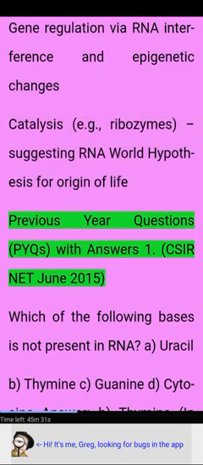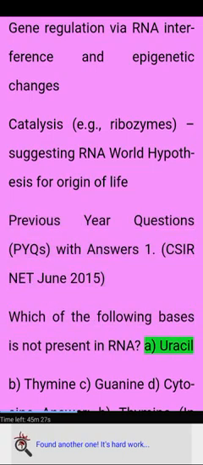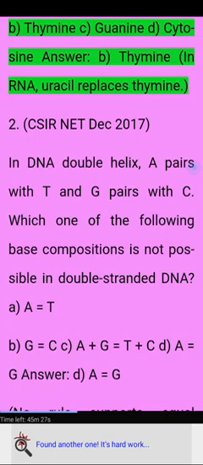Previous year questions, PYQs, with answers. 1. CSIR NET June 2015. Which of the following bases is not present in RNA? A. Uracil. B. Thymine. C. Guanine. D. Cytosine. Answer: B. Thymine. In RNA, uracil replaces thymine.